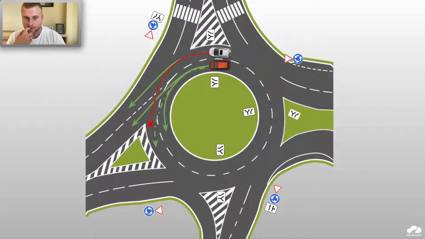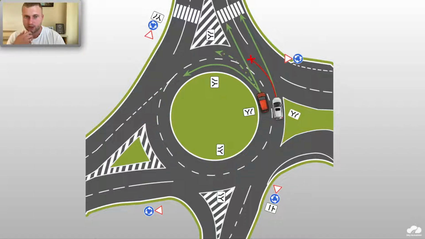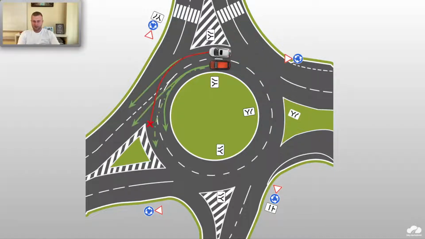Third exit. Okay, I don't show you arrows. Third exit. The right lane goes on the exit and the left lane goes on both sides. Yes, you are all correct. So the left lane goes exit and goes through the roundabout, and the right lane goes only exit. Only exit. Okay, so what about the fourth exit?